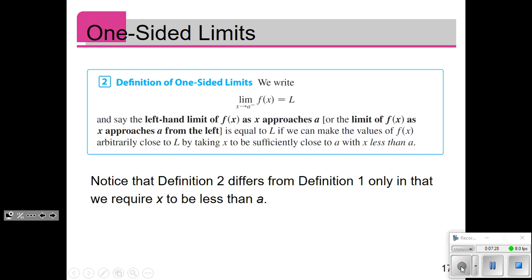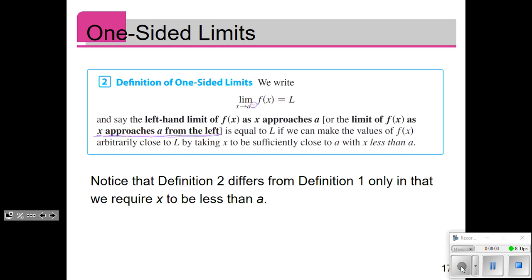So definition of one-sided limits. So here again, they've got a notation here. It says the left-hand limit of f of x as x approaches a, or the limit of f of x as x approaches a from the left. Quite honestly, that's usually the phrase I use, from the left, because again, I'm a visual person. So I usually think of it kind of in my mind's eye. So as I'm visualizing the picture of the graph, I'm thinking as it gets there from the left.